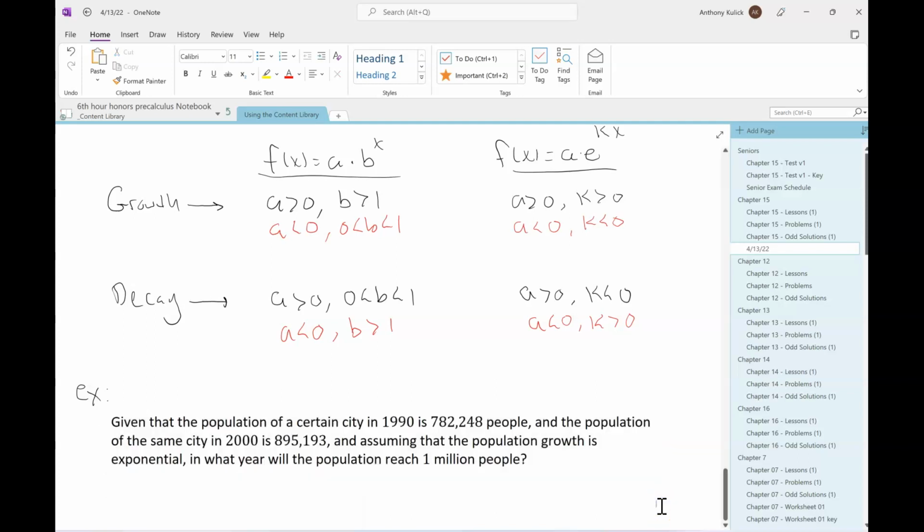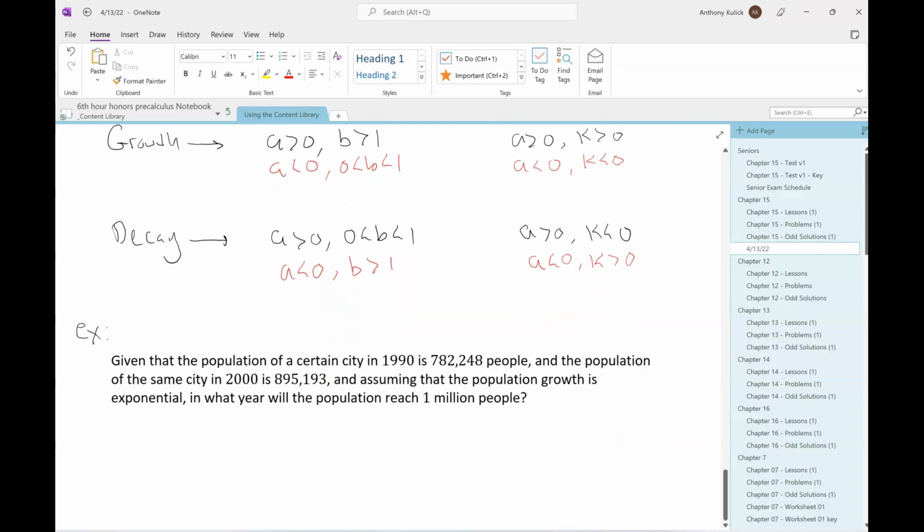Let's do some more examples. So given that the population of a certain city in 1990 is 782,248 people, and the population of the same city in 2000 is 895,193 people, and assuming the population growth is exponential, in what year will the population reach 1 million people?